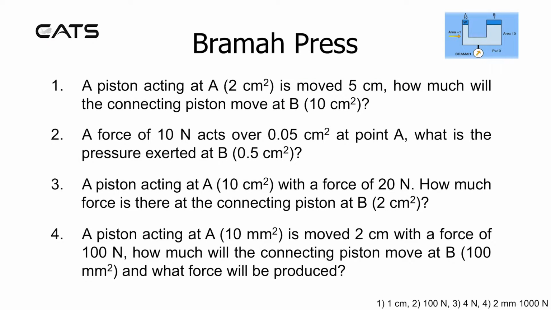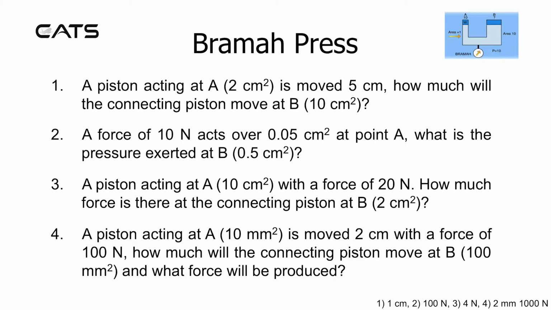A piston acting at A, 2 centimetres squared, is moved 5 centimetres. How much will the connecting piston move at B, 10 centimetres? A force of 10 newtons acts over 0.05 centimetres squared at point A. What is the pressure exerted at B, 0.5 centimetres squared? A piston acting at A, 10 centimetres squared, with a force of 20 newtons. How much force is there at the connecting piston at B, 2 centimetres squared?